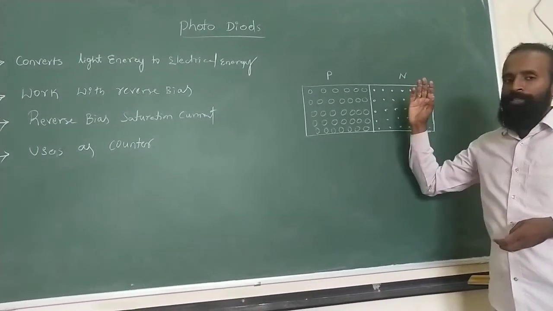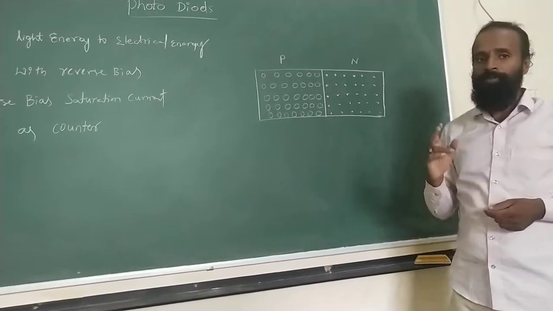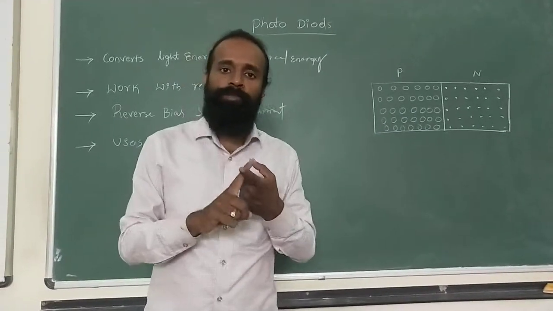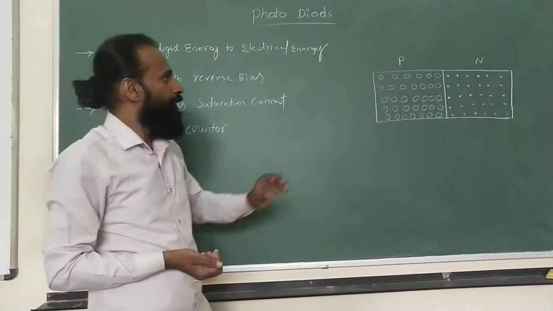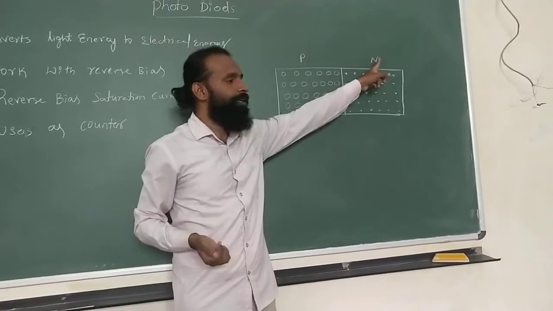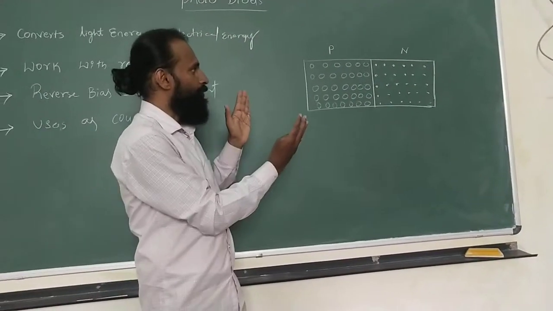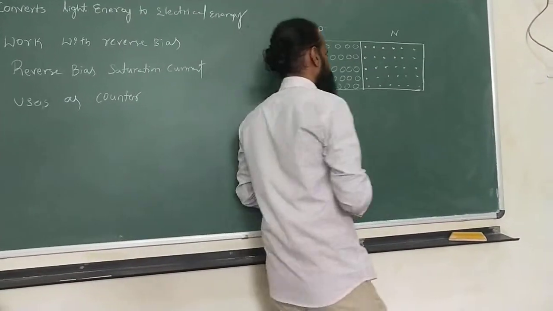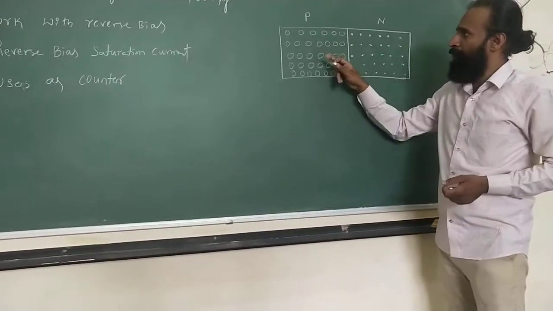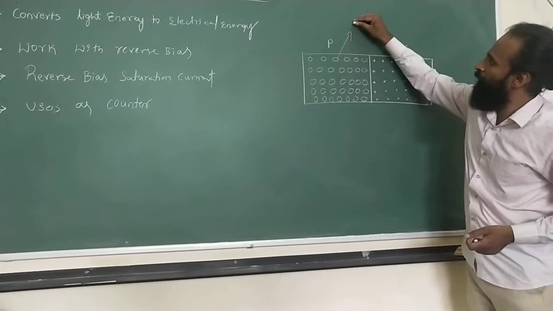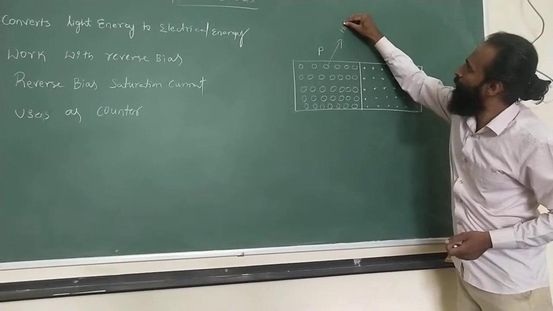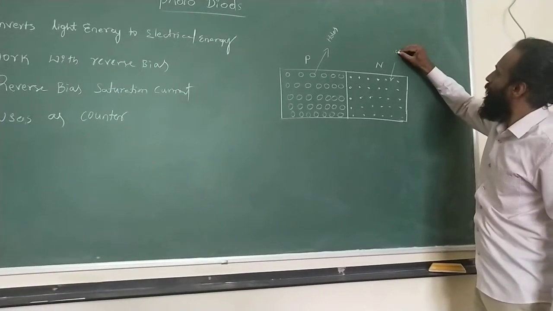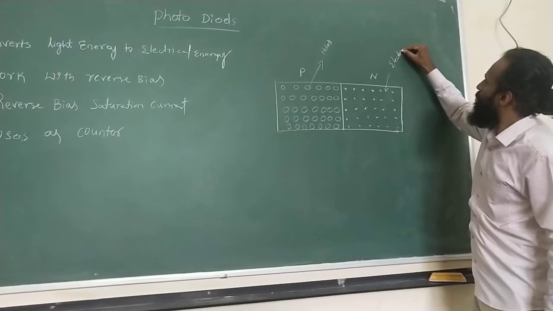Here the PN junction or diode is made up of two semiconductors: one is the P type semiconductor and another is the N type semiconductor. Let's take the two types of semiconductor together and make the junction. In the P type semiconductor, the majority carriers are holes, and in the N type semiconductor, the majority carriers are electrons.